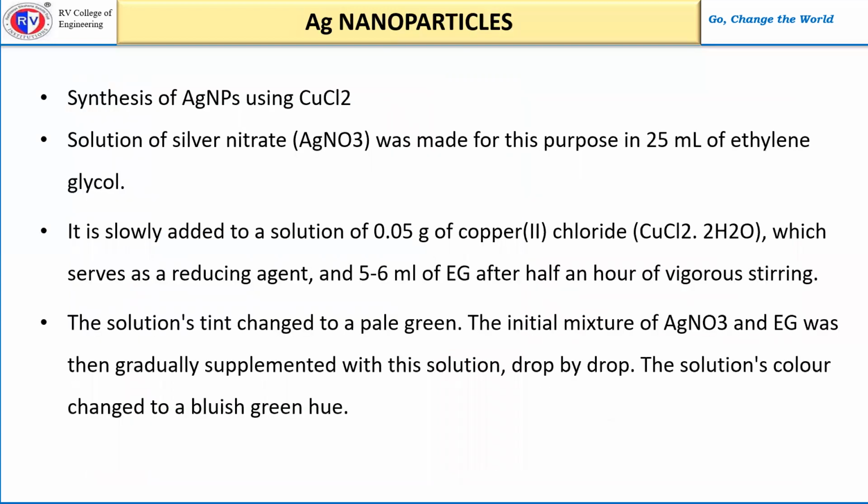Over to Chetan. Then coming to silver nanoparticles. Here, the synthesis of silver nanoparticles uses copper chloride. A solution of silver nitrate was made for this purpose in 25 ml of ethylene glycol. Then it is slowly added to a solution of 0.05 gram of copper chloride, which serves as a reducing agent, and 5 to 6 ml of EG after half an hour of vigorous stirring.